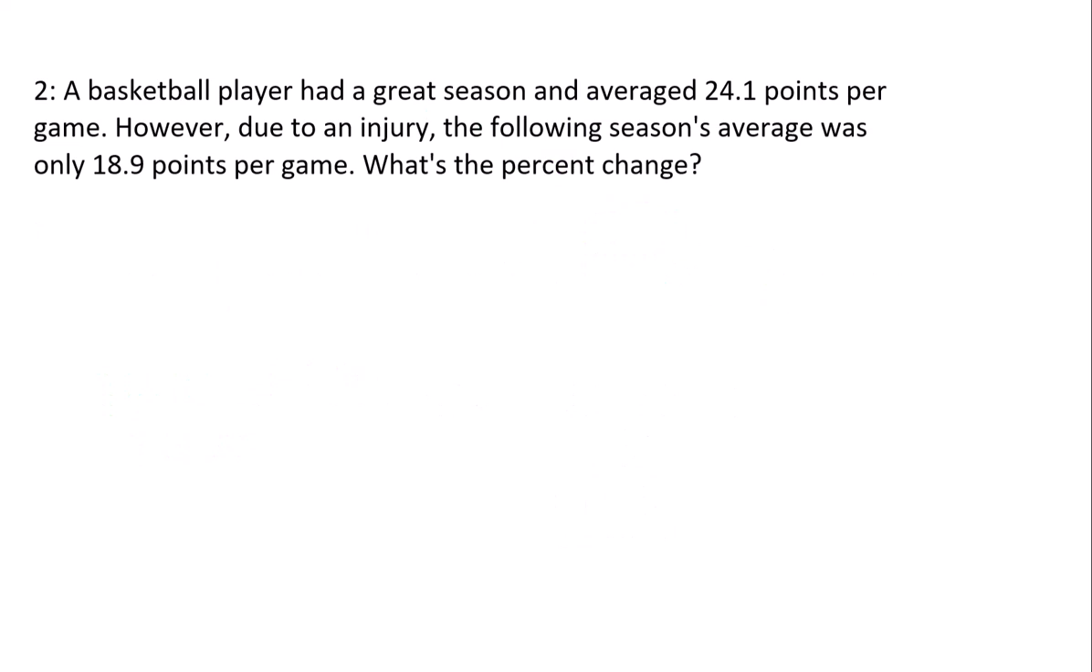All right, on to question number 2. A basketball player has a great season, averaged 24.1 points per game, and then an injury happened and he went down in points per game. So we want to calculate that percent change. So again, we want to identify the new and the original. I like to identify the original first. So he started off by averaging 24.1 points per game, and then time went on, and his new average after he got the injury was 18.9 points per game. So let's go ahead and set up our formula.